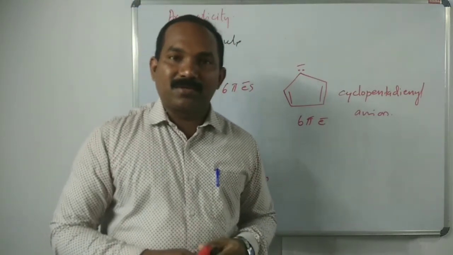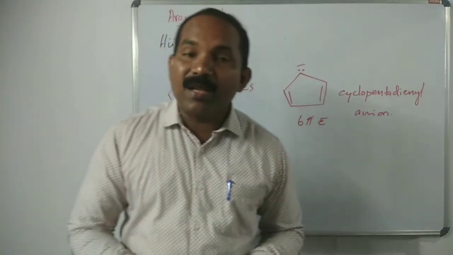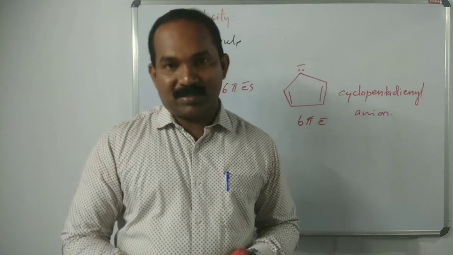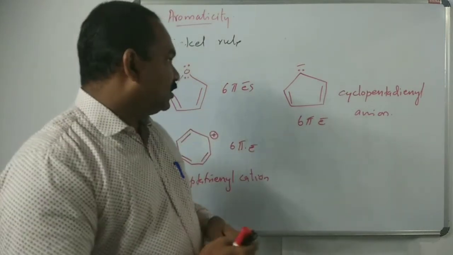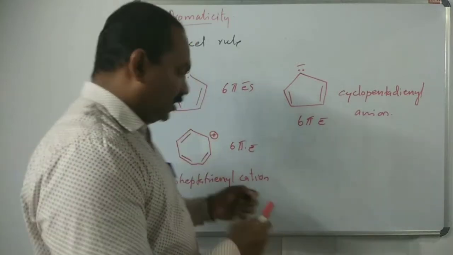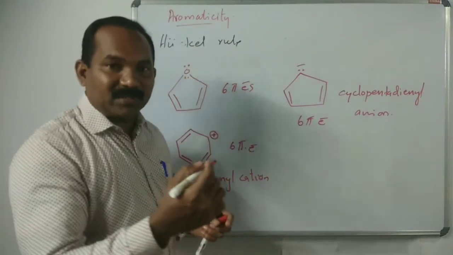But you remember that cyclopentadienyl cation and cycloheptatrienyl anion, they are non-aromatic. Okay, we will discuss what happens in that. So these are non-benzoid systems.